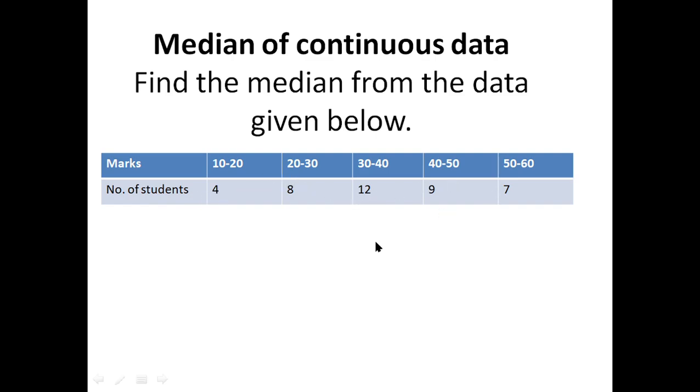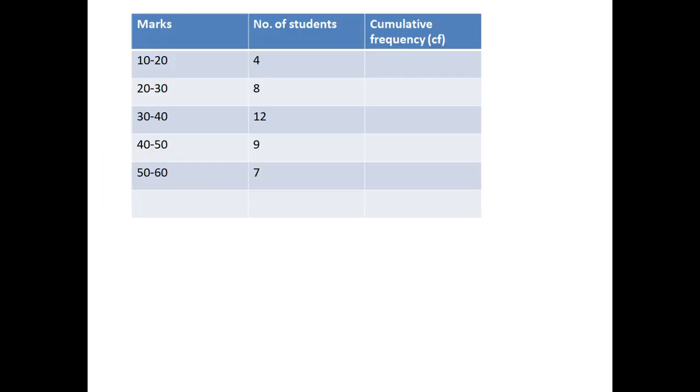Now the same process we will do: we have to create the cumulative frequency table. Marks are given, 10 to 20, 20 to 30 like this, and the number of students who have obtained marks within those classes, or intervals, is given over here. And we have to make the cumulative frequency table as we did in the discrete data also, for finding the median, or quartiles, deciles or percentiles. For all those partition values we have to prepare the cumulative frequency table.